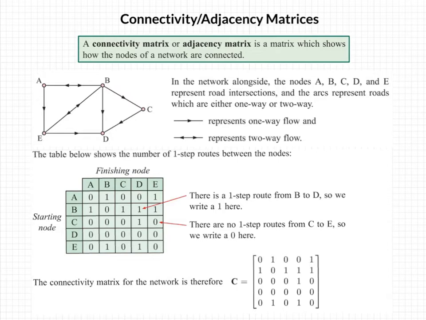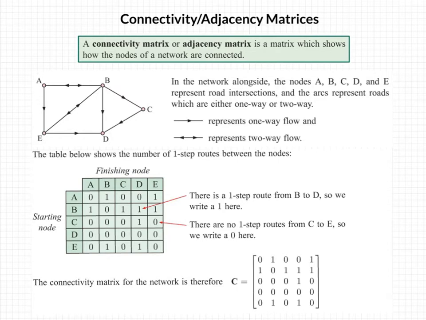If we then go on to from A to C, we can see that there is no one-step route between A and C, so we put a value of 0. The steps A to D, once again, there's no one-step route, so we put the value of 0. And from A to E, there is a value of 1 because we can see a one-step route from A to E. We continue this process for the remaining of all starting and finishing nodes.